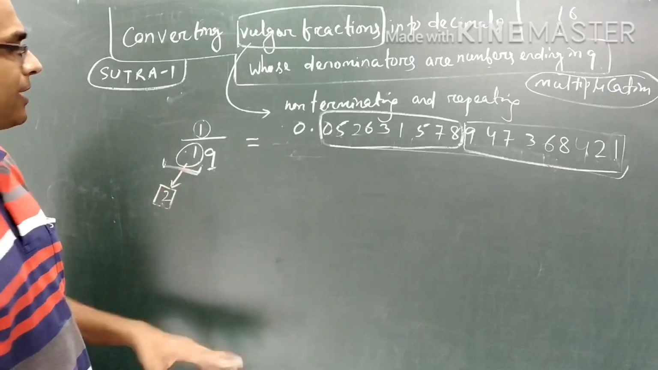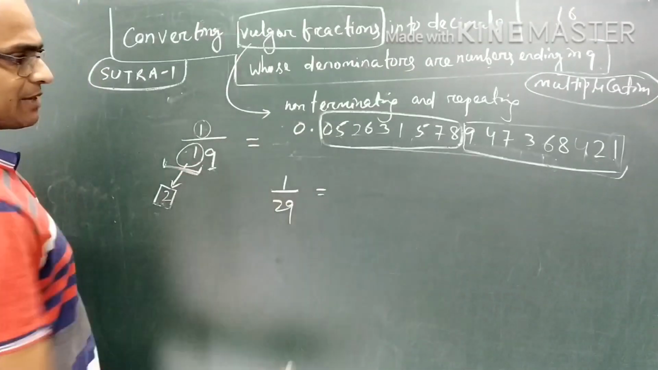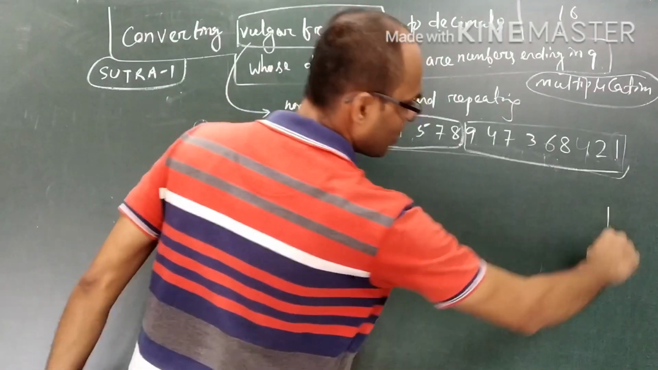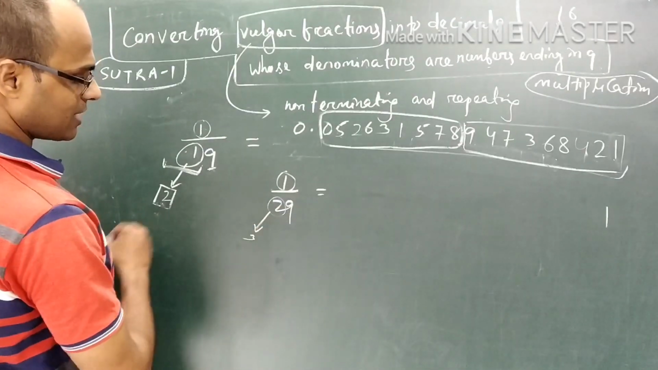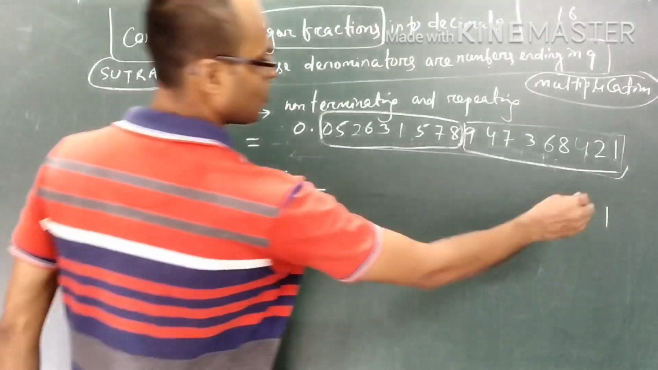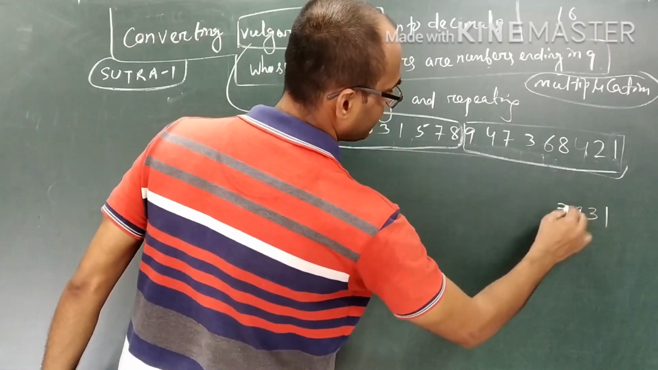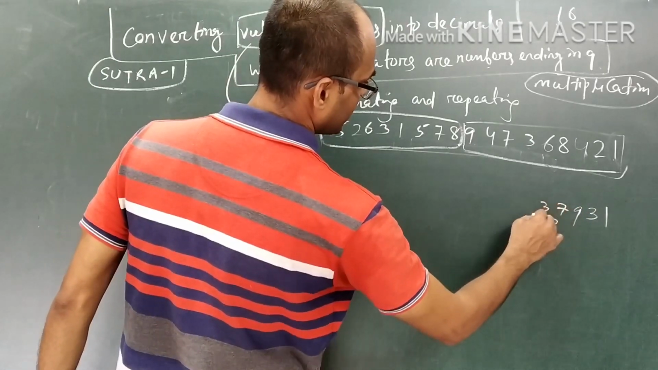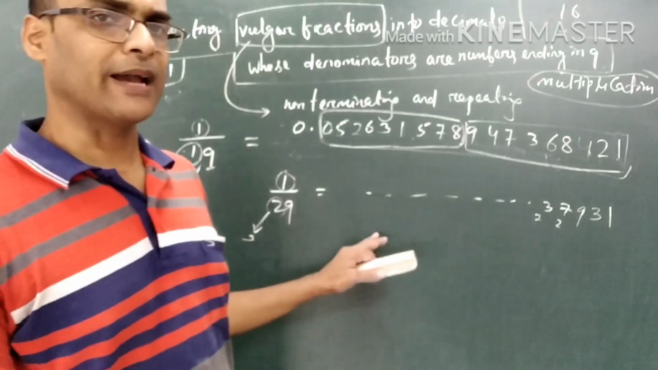Like this you can find, suppose you have to find 1 by 29. Similarly we proceed. Here the numerator is 1, so you write 1 here. Except 9, the number is 2. Take one more than this, 3. So 3 into 1, 3. 3 into 3 is 9. 3 into 9, 27, carry 2. 3 into 7, 21 plus 2, 23, carry 2. Like this you proceed and you will get the answer.